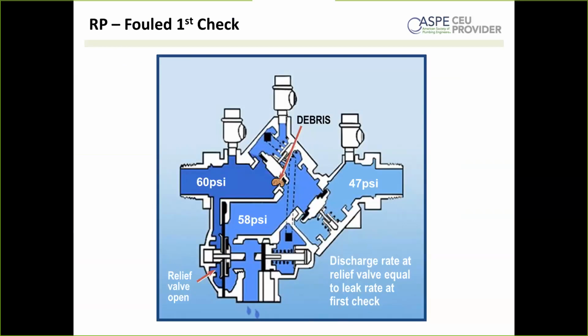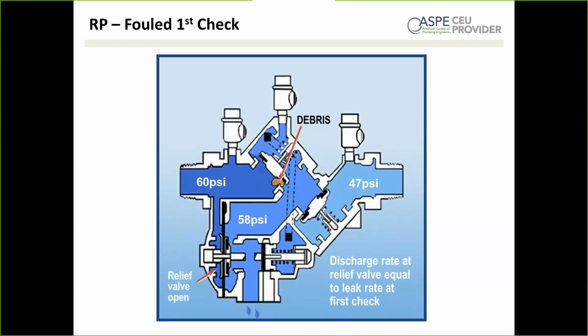So let's look at something that's not moving to make this a little bit easier to see. So here's a static picture of a valve. The flow has stopped, and you have some debris holding that first check open. This has allowed the supply pressure to increase the pressure of the zone above the typical 5 psi drop. So if this was operating correctly, that zone pressure should be 55, not 58.